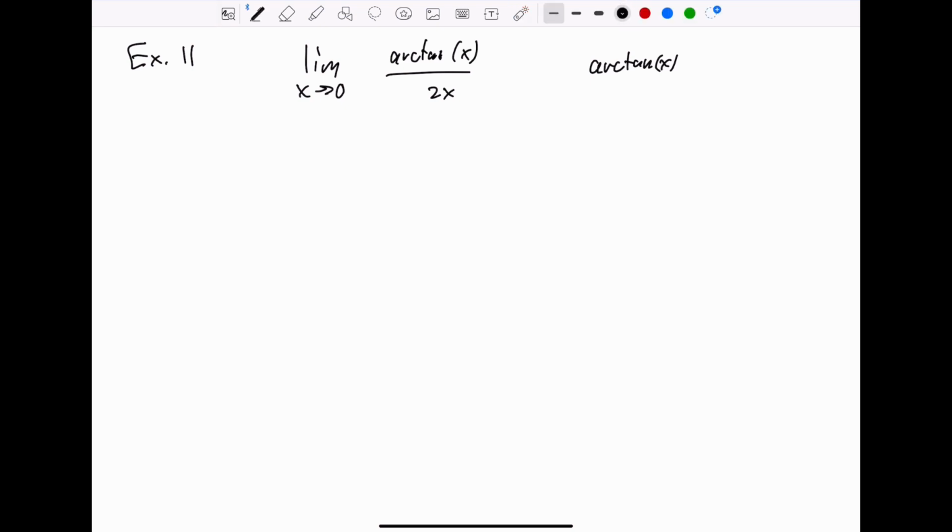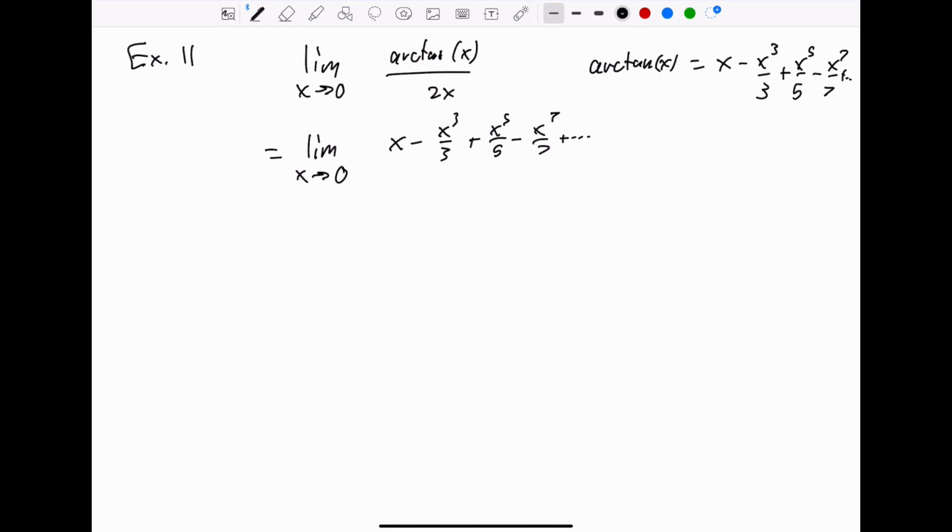So arctangent of x is x minus x cubed divided by 3 plus x to the 5th divided by 5 minus x to the 7th divided by 7, etc., etc. In the limit, replace arctangent with that expression. x minus x cubed divided by 3 plus x to the 5th divided by 5. And we're dividing by 2x.